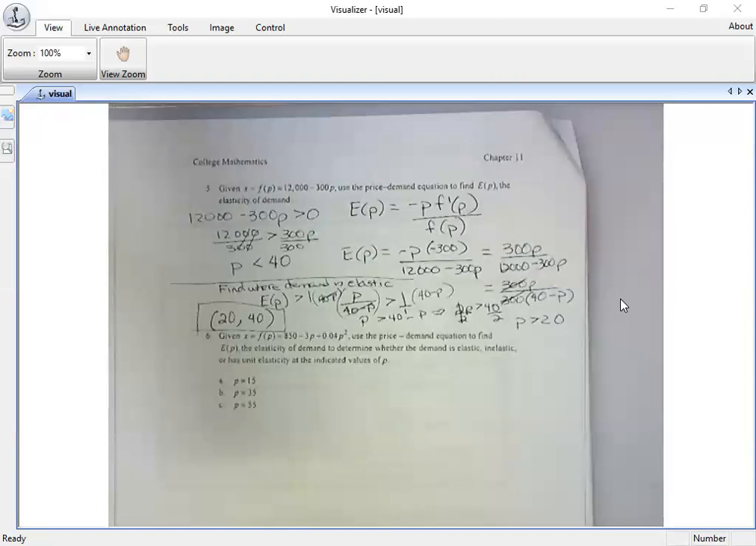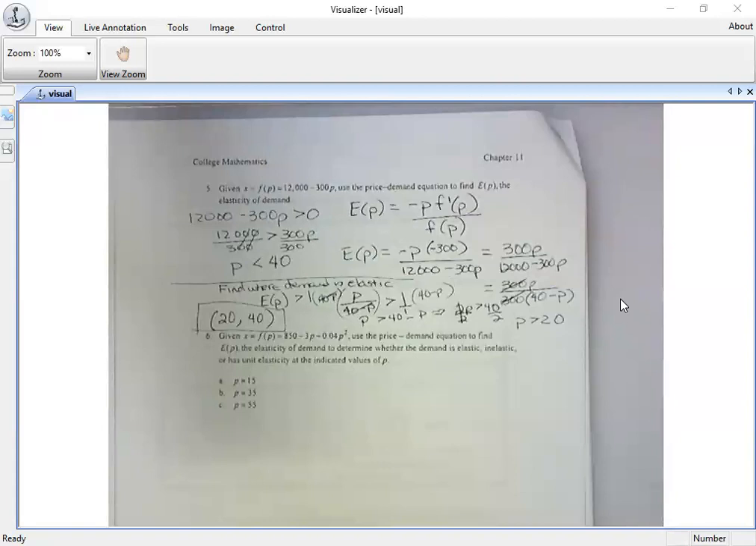What you would look at in MyMathLab is whether it says express your answer in interval form. If it said that, we would do the 20 to 40. If it just asked at what point do you have unit elasticity, that's going to be at exactly 20, isn't it? And you would type in P equals 20. As far as the test goes, I would specify if I'm going to be picky about one way or the other, but if you tell me P is greater than 20, I would probably be happy with that.